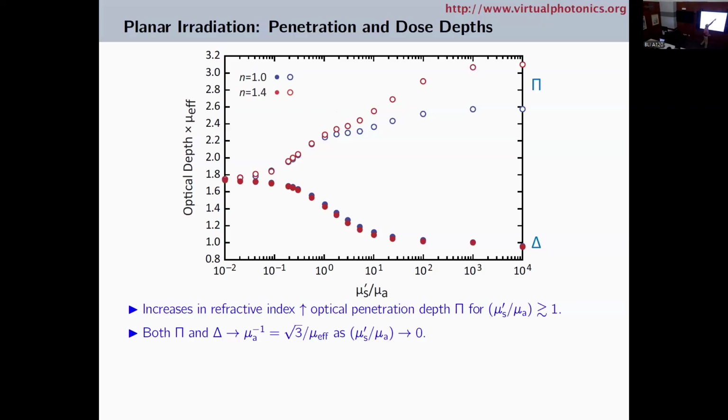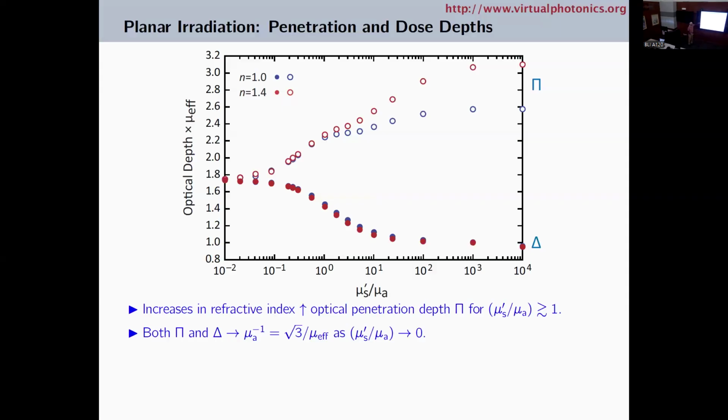This is the penetration depth, delta, right? This is where in your tissue the fluence rate falls to 1 over e of the initial fluence rate. So that's really the classic penetration depth. And this is the dose depth, the depth at which basically 2/3 of the light gets absorbed. These are all Monte Carlo simulations.